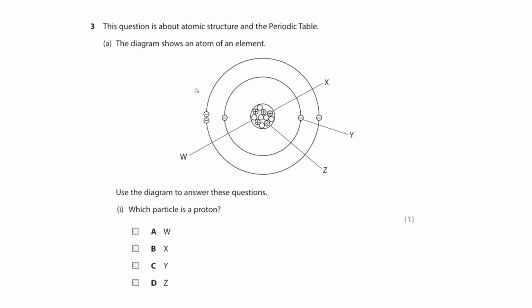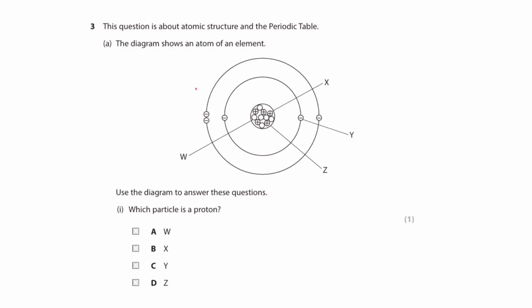This question is about atomic structure and the periodic table. The diagram shows an atom of an element. Okay, they are showing an atom. Right. Now the first question is asking, use the diagram to answer this question. Which particle is a proton?